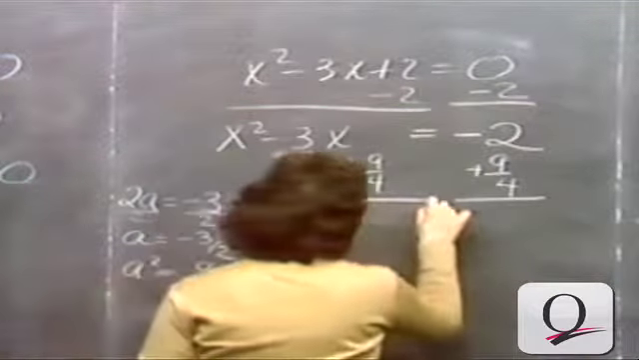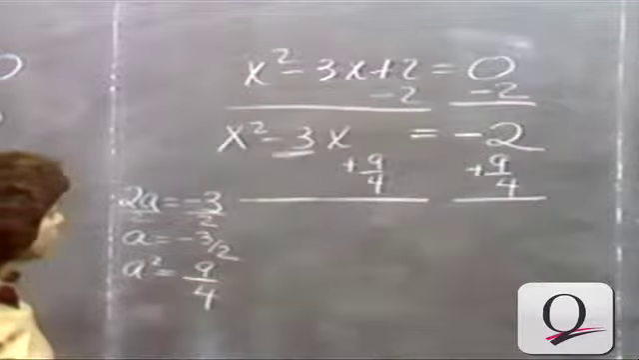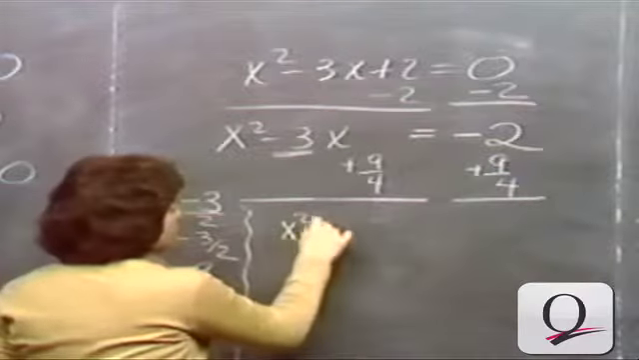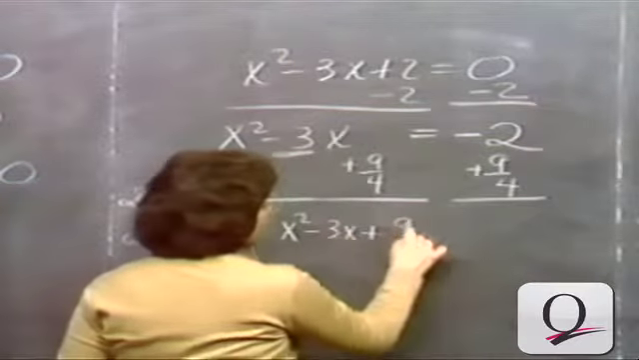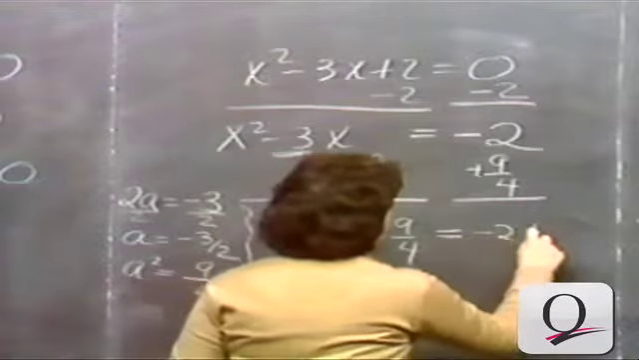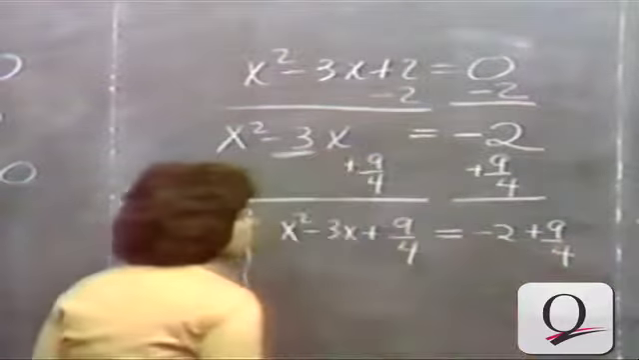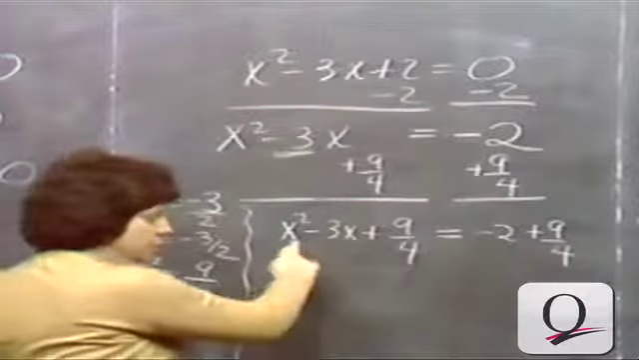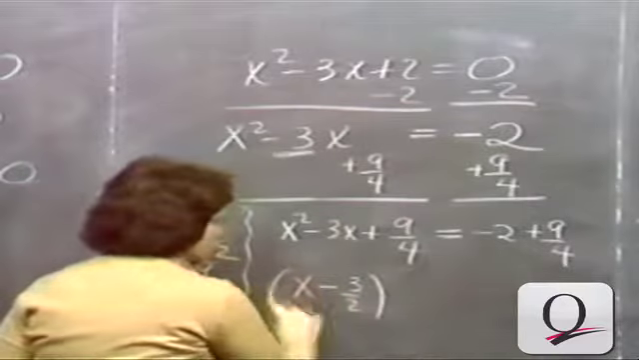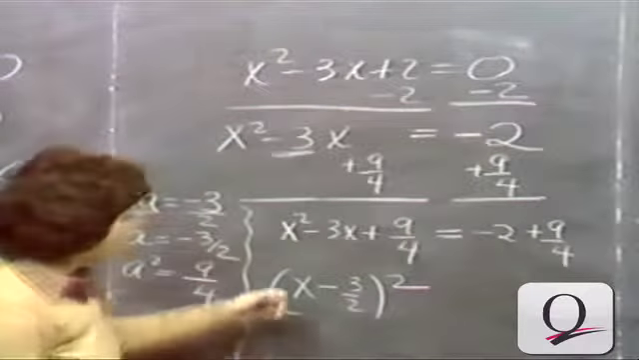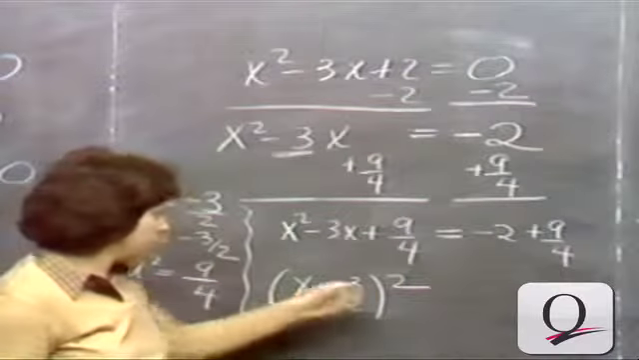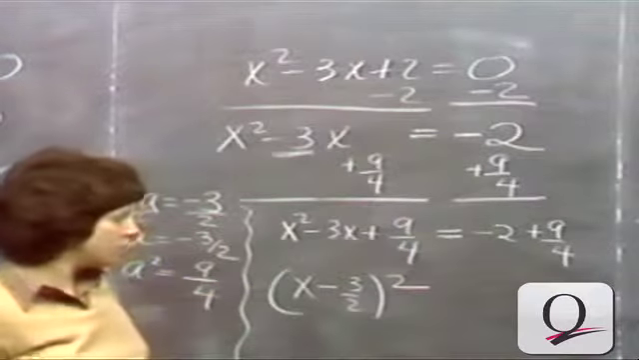I know this is not the easiest way to do this problem, but it's good practice for you. On the left side, we have x squared minus 3x plus 9/4. On the right side, we have minus 2 plus 9/4. Okay, this is a perfect square. It's x minus 3 halves squared. It's x, take away half of this number, squared. It's x squared minus 3x plus 9/4.